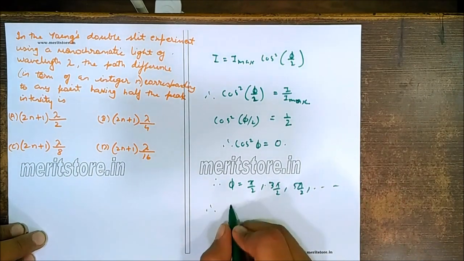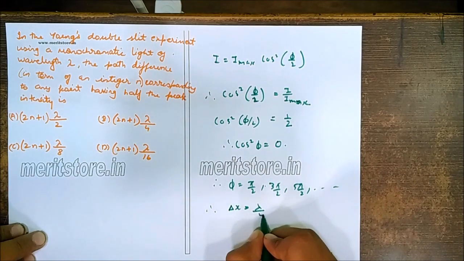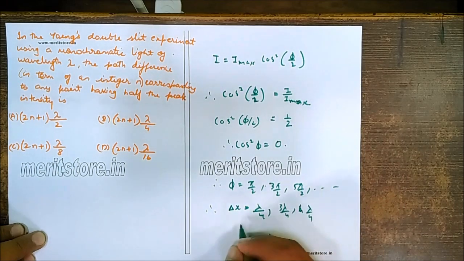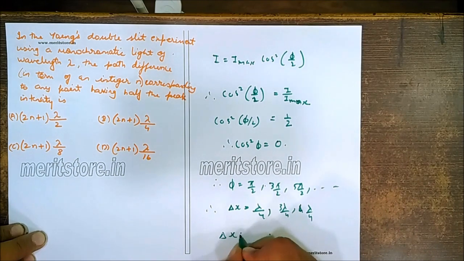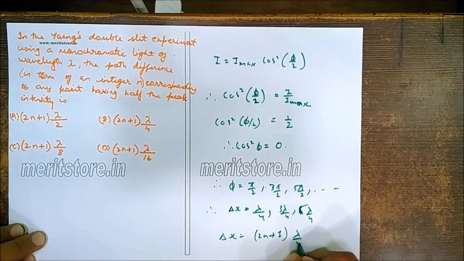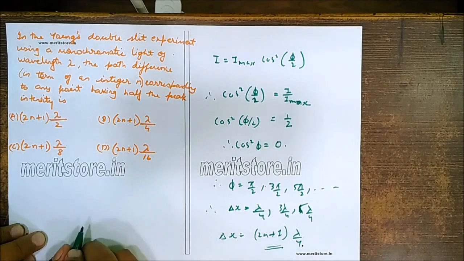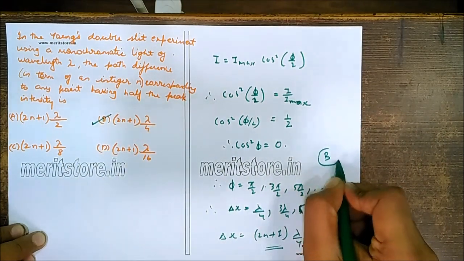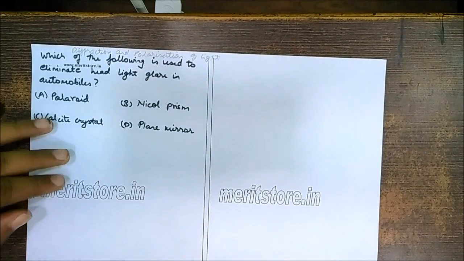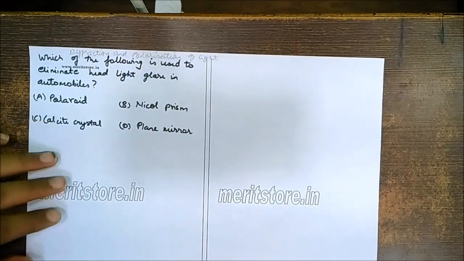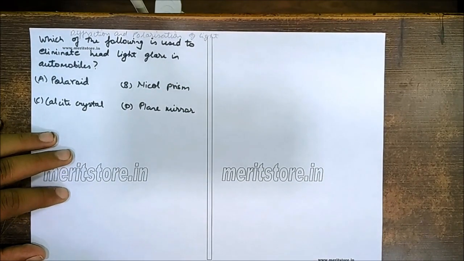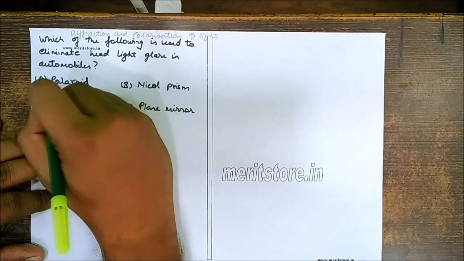So therefore the corresponding path difference can be written as delta x is equal to lambda by 4, 3 lambda by 4, 5 lambda by 4. So we can say that delta x is equal to (2n plus 1) lambda by 4. Option B. The next question: which one of the following is used to eliminate headlight glare in automobiles? So only a Polaroid can be used to remove glare, hence option A.